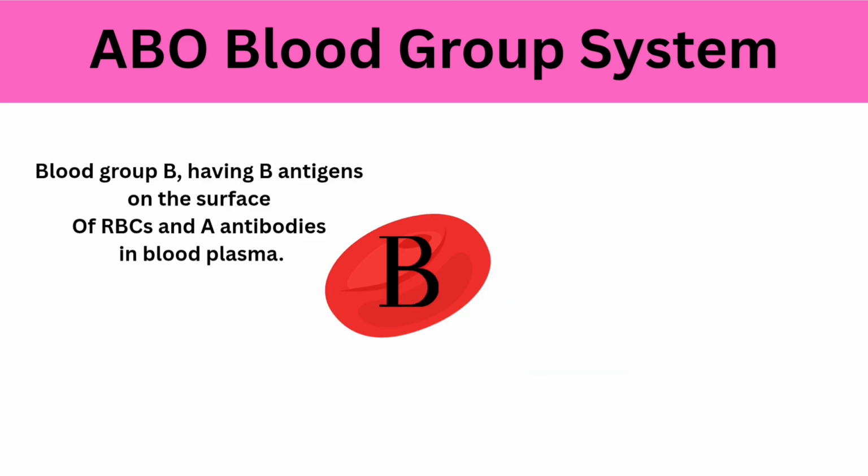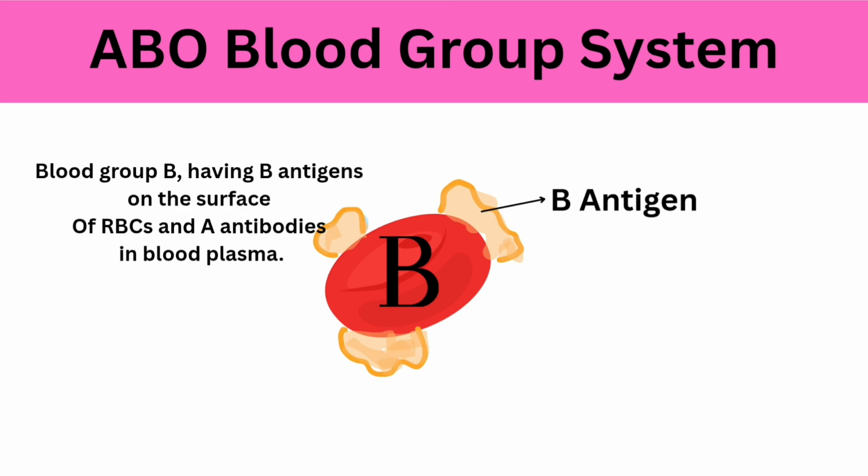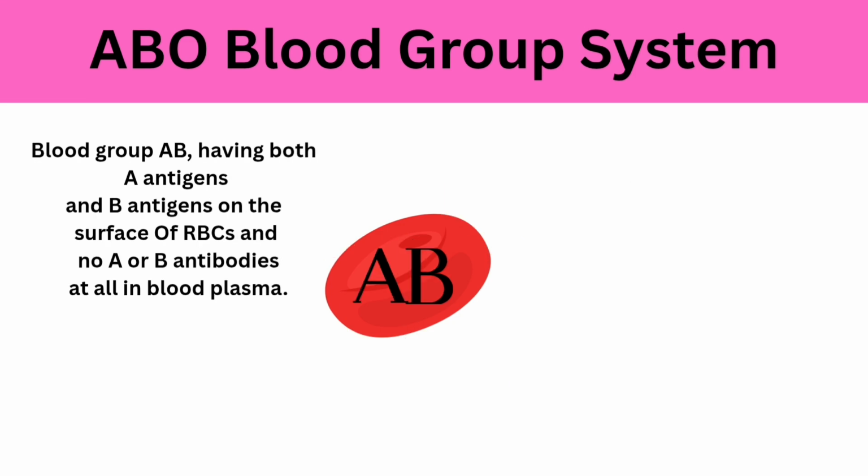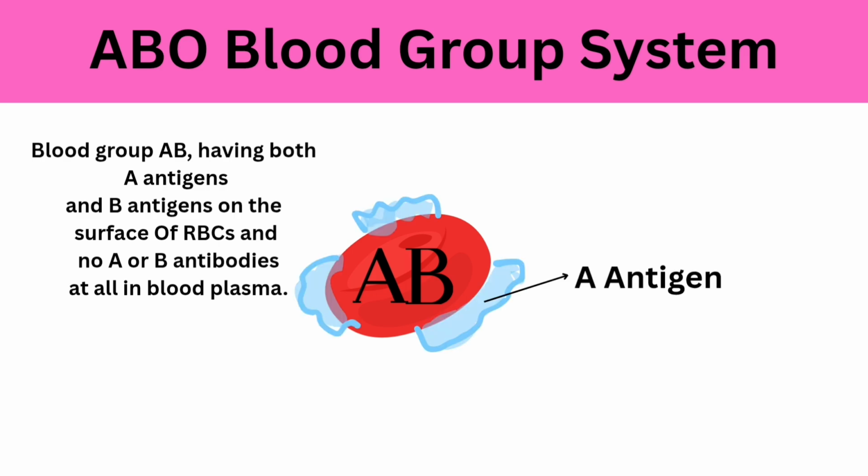If a person has B blood group, he has B antigens on the surface of RBCs and A antibodies in the blood plasma. And if a person has AB blood group, he has both A and B antigens on the surface of RBCs and no A or B antibodies in the blood plasma.